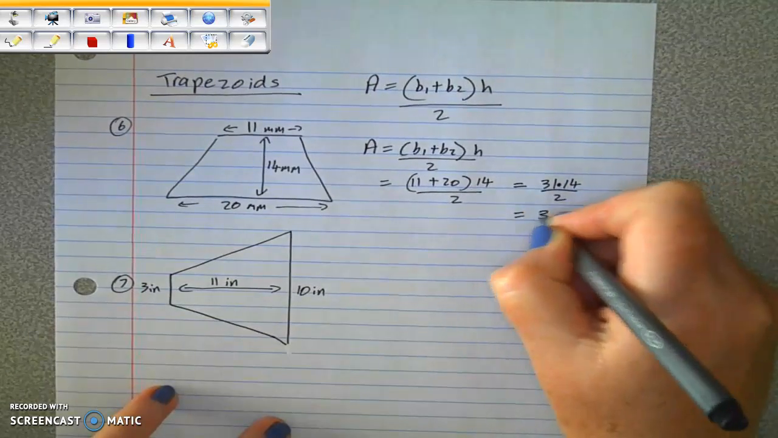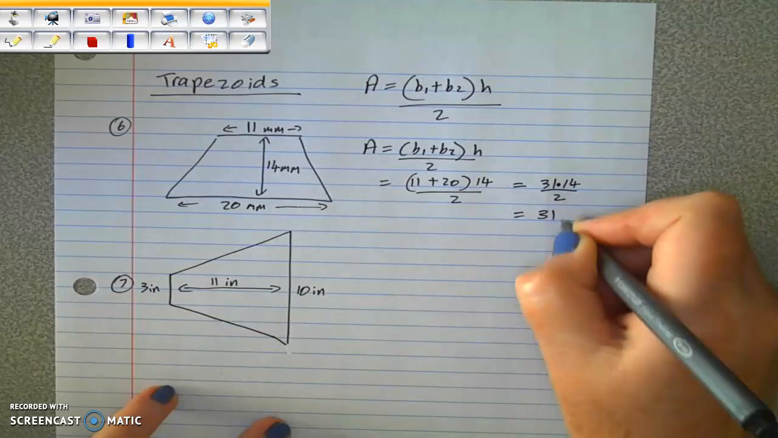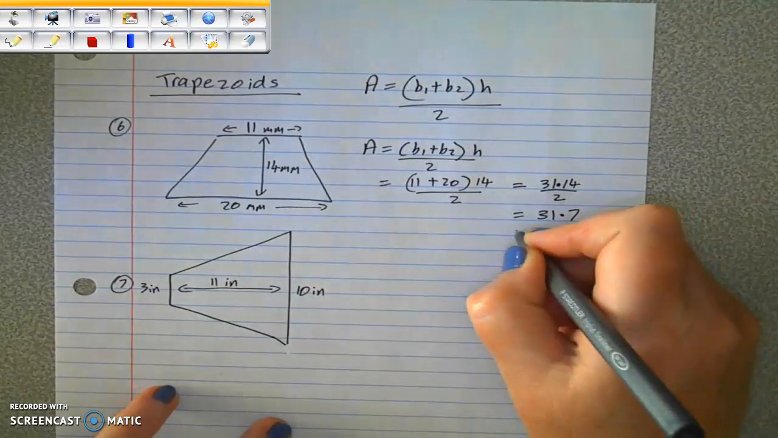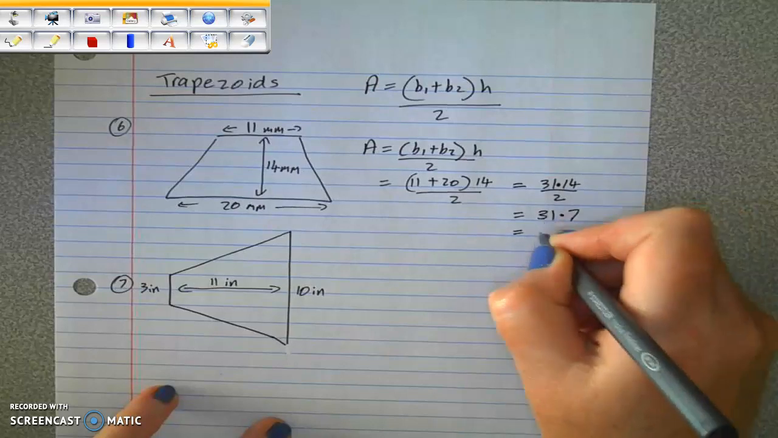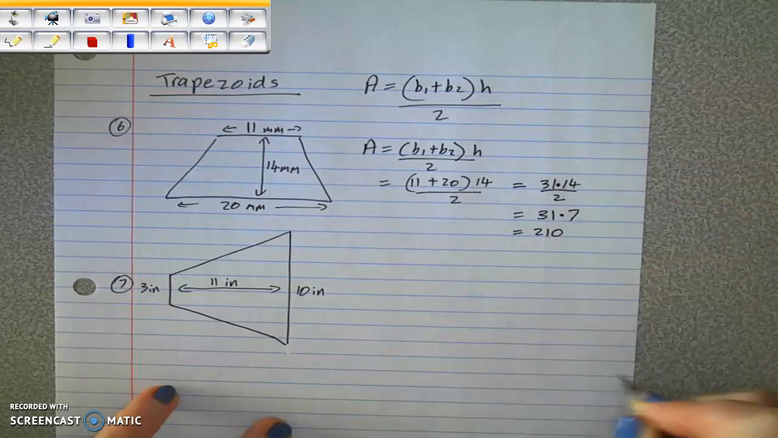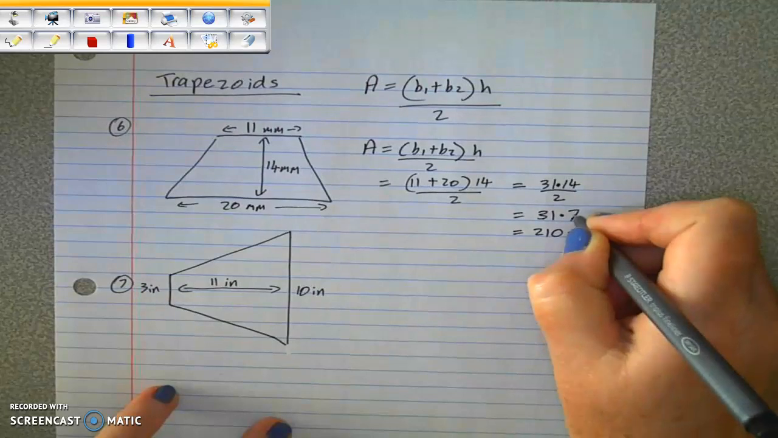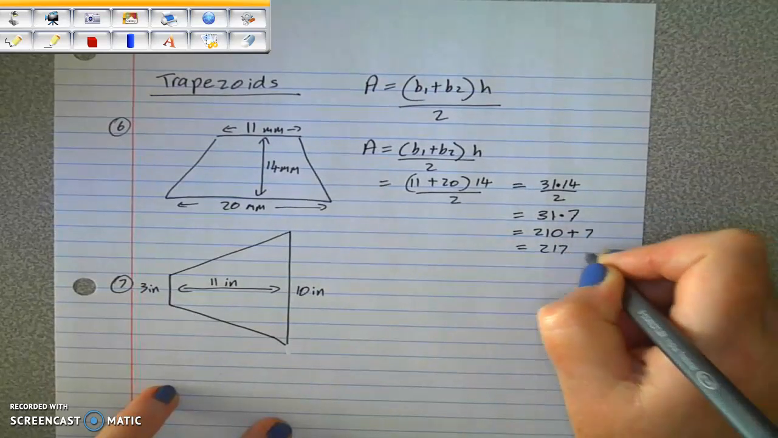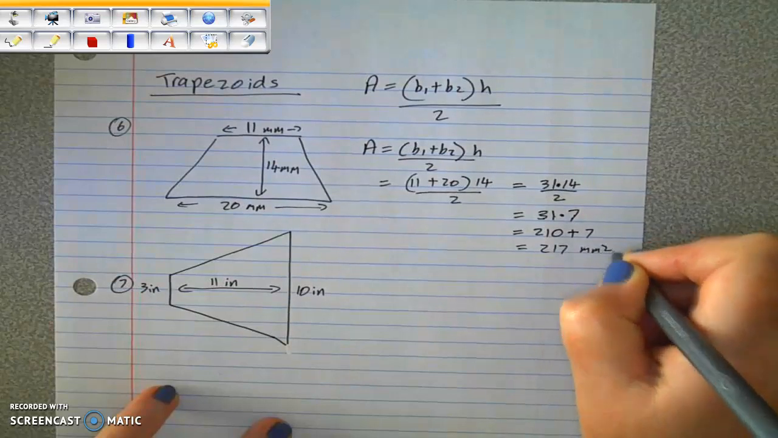And you know, I can change that because I can do 14 divided by 2 and just multiply the 31 by 7. So 7 times 3 is 21, but that's really 30. Plus 7 times 1 is 7. So that's 217. And it's millimeters squared.